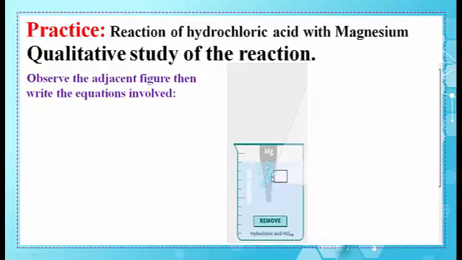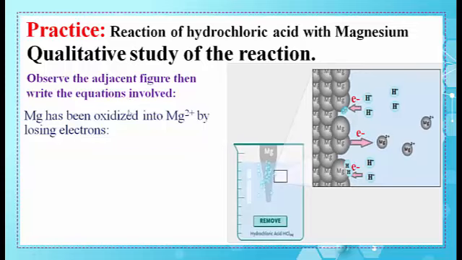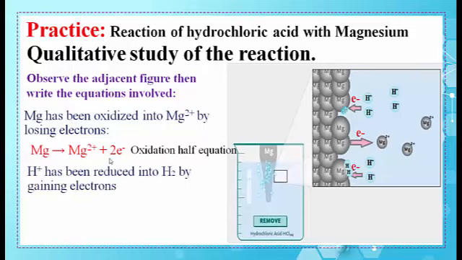This means that magnesium is being oxidized. Magnesium is losing electrons to be oxidized to form Mg2+. Also, hydrogen ions are gaining these electrons lost by Mg to form H2. Mg has been oxidized into Mg2+ by losing electrons. According to the equation, Mg gives Mg2+ plus 2 electrons. This is the oxidation half equation taking place in this reaction.